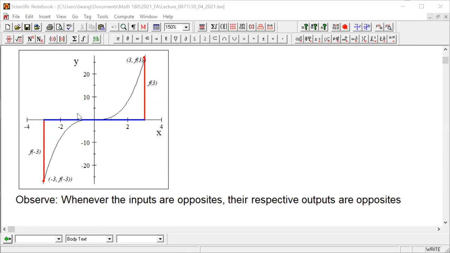Okay, along the way, I also introduced some of these notations. You see, instead of putting 3, 27, I put 3, f of 3. Instead of putting -3 comma -27, I put -3, f of -3. Why do I do that? Because you're going to see these notations in calculus.